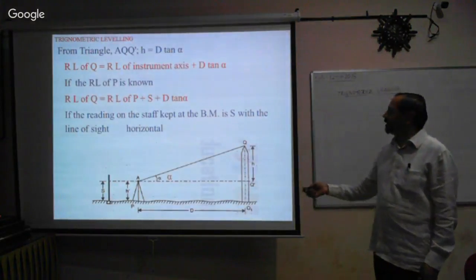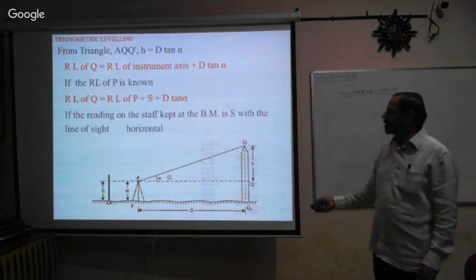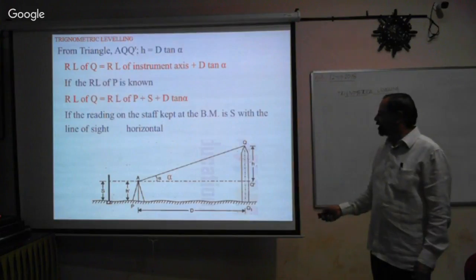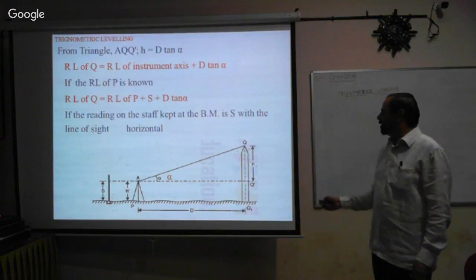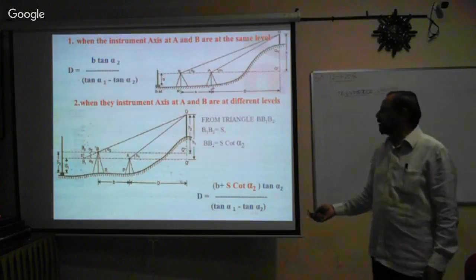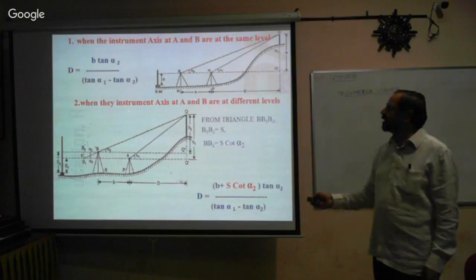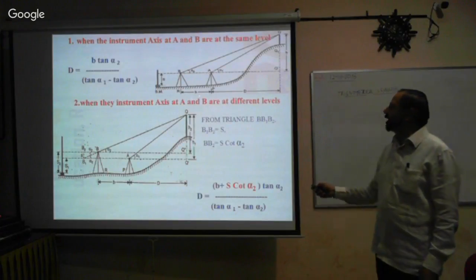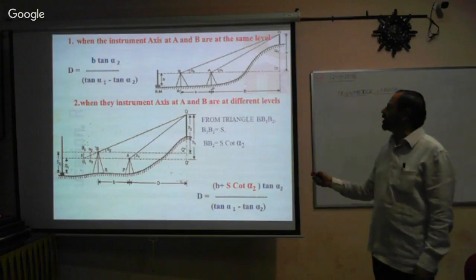Similarly, when the base of the object is accessible, measure the distance, measure the vertical angle, then find the height: H is equal to d tan alpha. A simple process. The other method is for determining the elevation of an object whose base cannot be reached, or where we are not able to measure the distance.